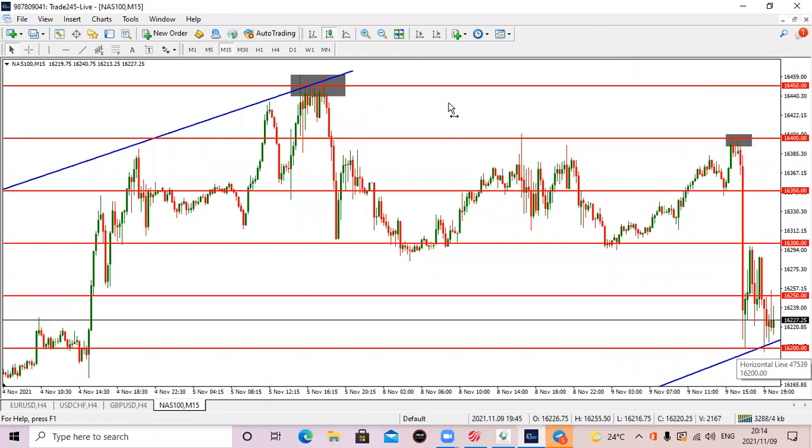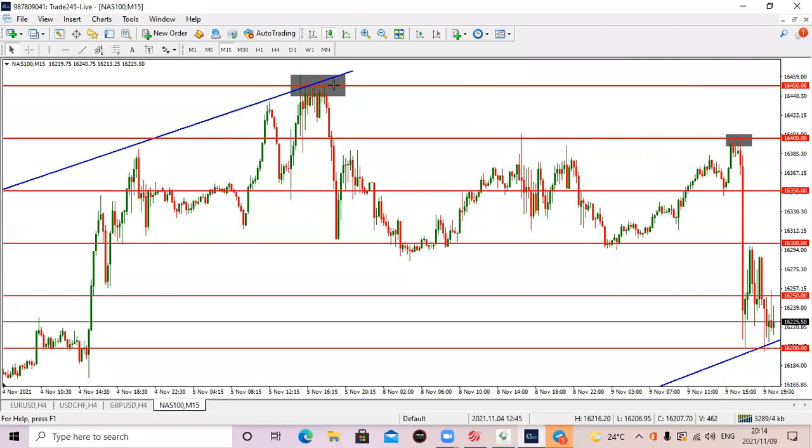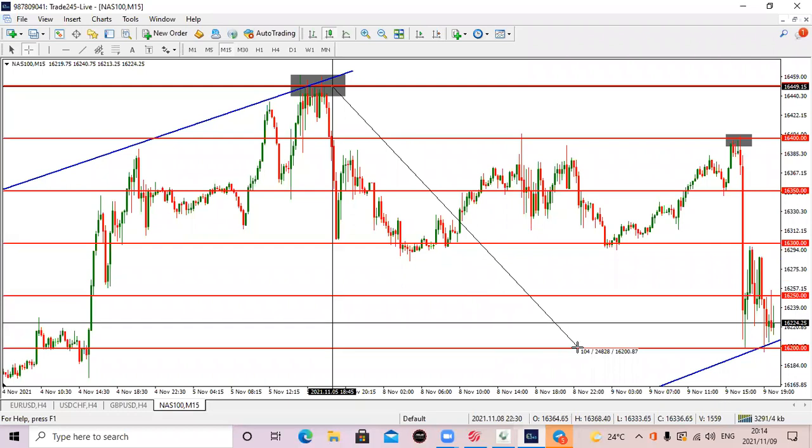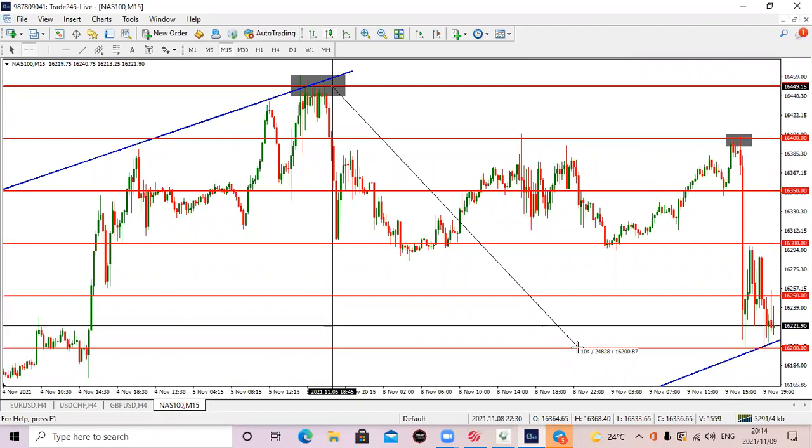So now look at those points. How many points are those? So from here to 162, how many points is that? 250 points. Can you guys see? That's a 250 points drop. That's a lot. So the Nasdaq actually dropped 250 points. Can you guys see?